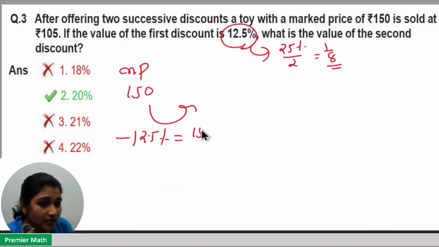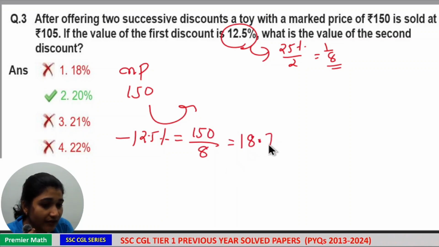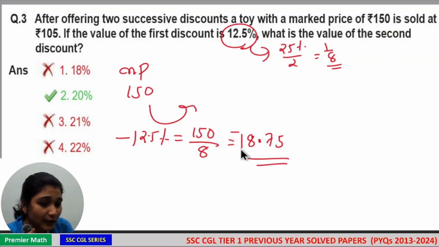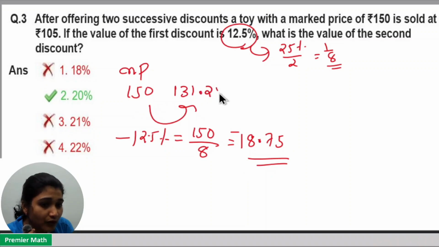That is here discount is 1 by 8 of 150, which is equal to 8 goes 1 time in 15, remaining 70, 8 goes 8 times in 64, remaining 6. So 8 goes 7 times in 56 and 5 times in 40. So 18.75 rupees is the discount here. Subtract this 18.75 from 150, which is equal to 150 minus 20 is equal to 130. So this will become 131.25. This is the selling price after first discount.